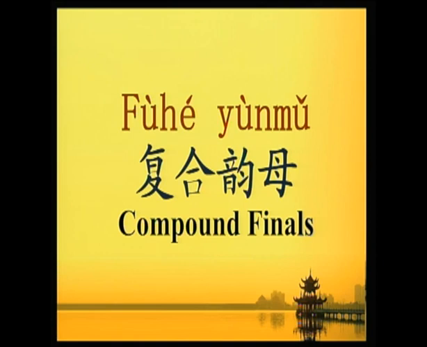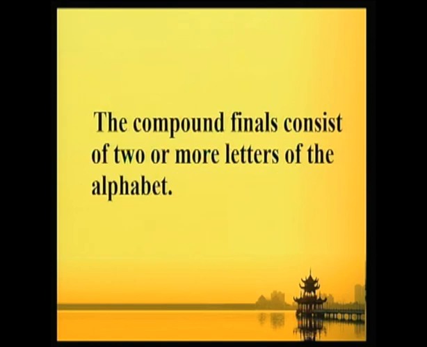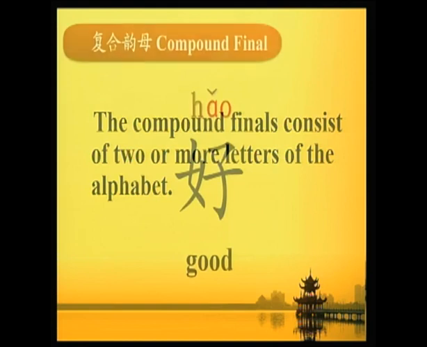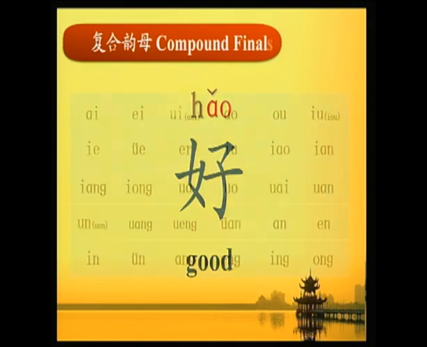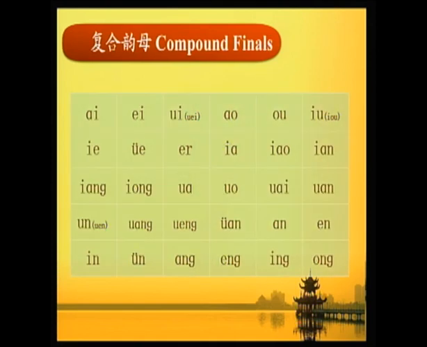Fu He Yun Mo, compound finals. The compound finals consist of two or more letters of the alphabet. For example, in Hao, Ao is a compound final. There are 30 compound finals. 复合韵母.